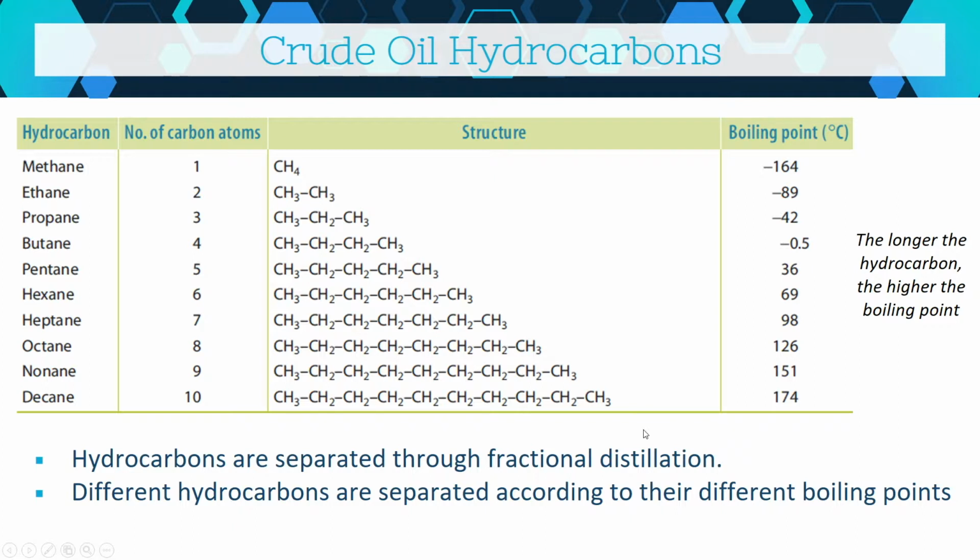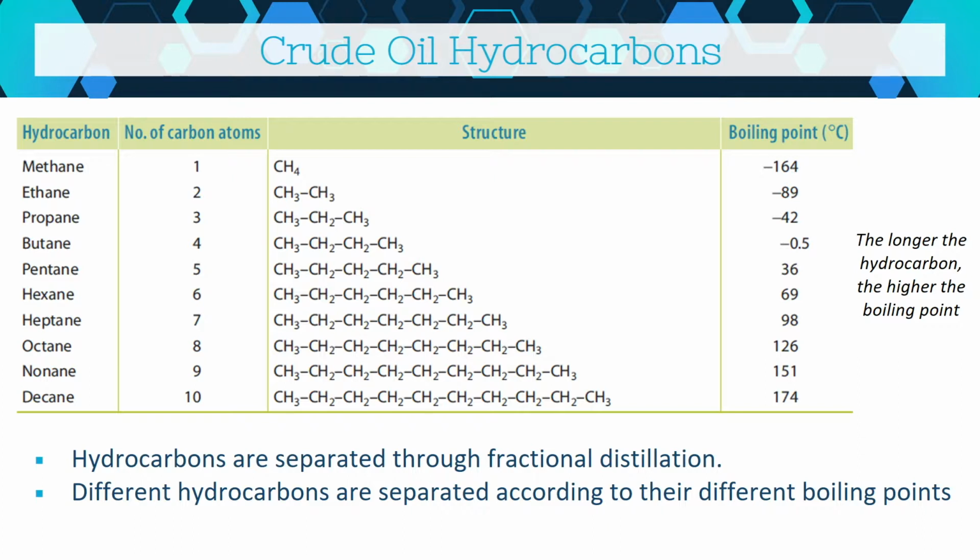And this is actually really handy for the way we separate them. So these are all generally mixed together in crude oil, and we want to get them separated. So what we can do is take a sample and have it at a set temperature. And if that temperature is below the boiling point of that hydrocarbon, then that hydrocarbon will stay as a liquid.